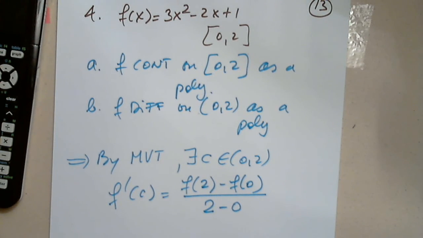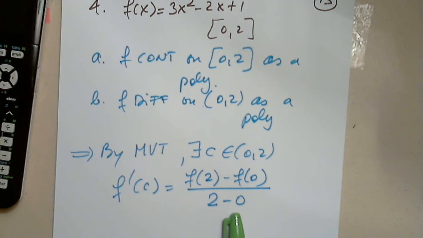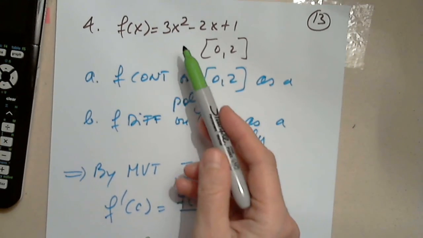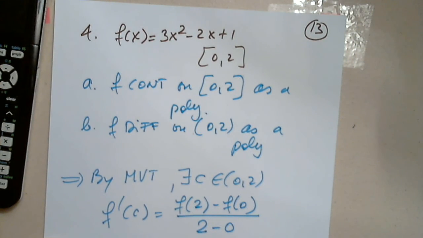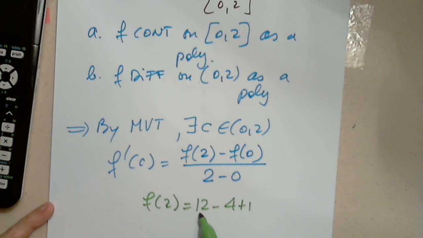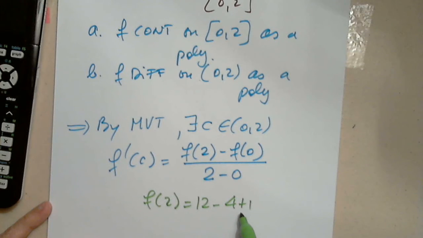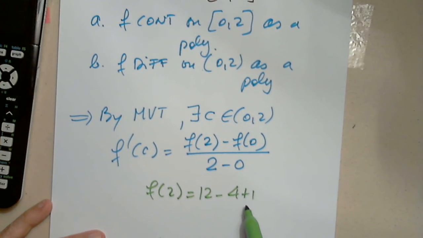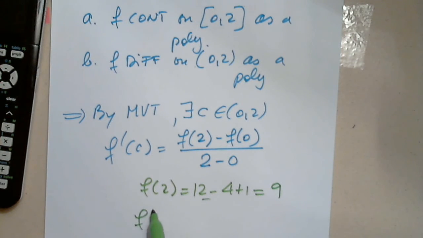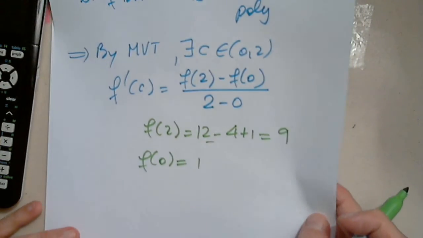Okay, so now I have to find c that satisfies this condition. So I have to find f of 2. So f of 2 will equal 4 times 3 is 12 minus 4 plus 1. I have to be careful because Sean is watching me like a hawk. So 13 minus 4 I think is 9. And then f of 0 is 1. I'm kidding. You should. Please do.